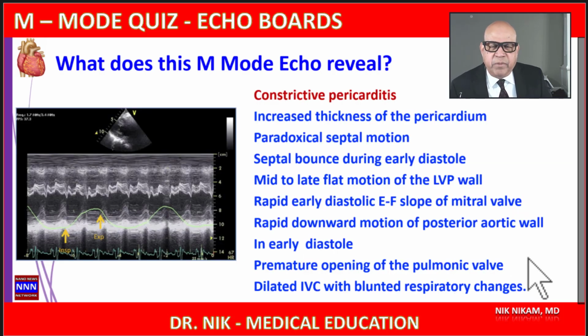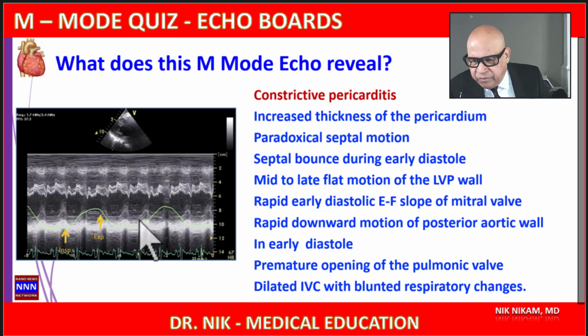So it's time for us to memorize all the findings associated with constrictive pericarditis. Here is a tracing with constrictive pericarditis showing thick posterior pericardium, and the tracing is a long one along with the inspiratory and expiratory cycles marked. So let's look at some of the clear-cut findings. There is increased thickness of the pericardium, and if you see that, you better put it in your mind, first diagnosis as constrictive pericarditis.